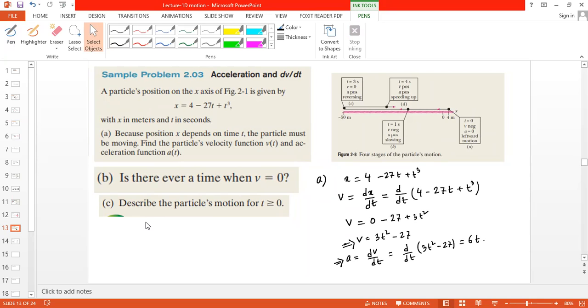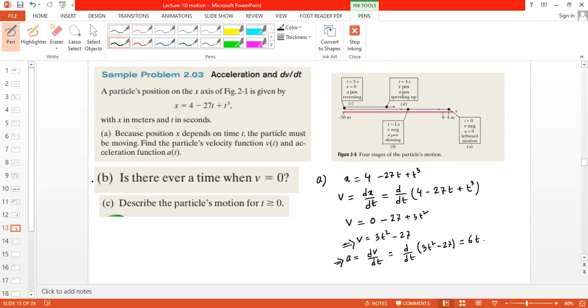Is there ever a time when v equal to 0? Or rather, does the particle velocity ever become 0? Or if I put it another way, the question is when the velocity of the particle is 0. So very easy, my velocity is what? Velocity is 3t square minus 27.